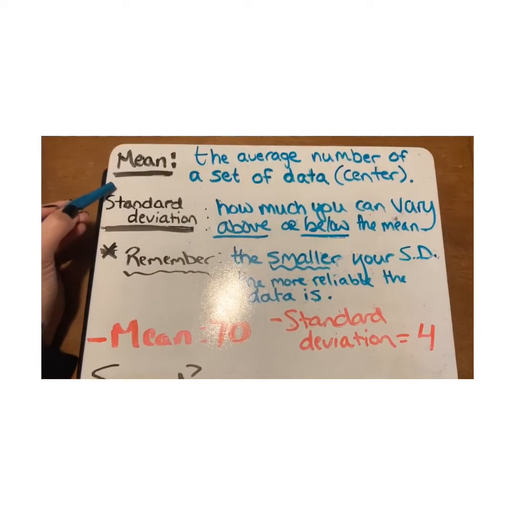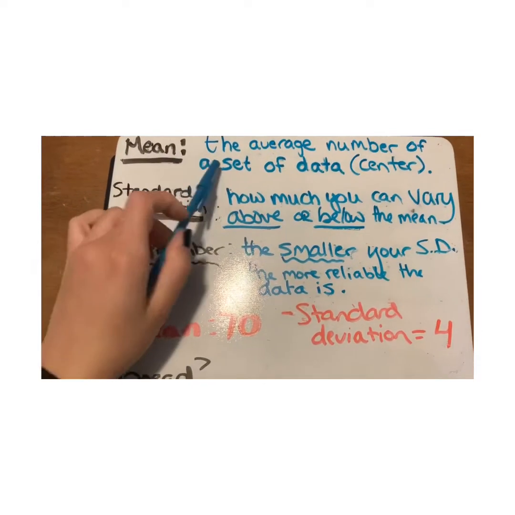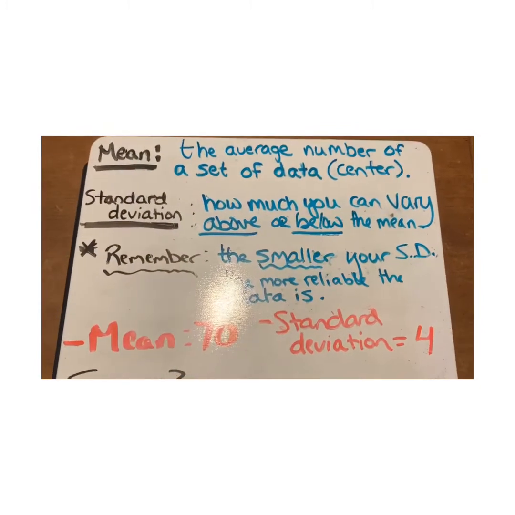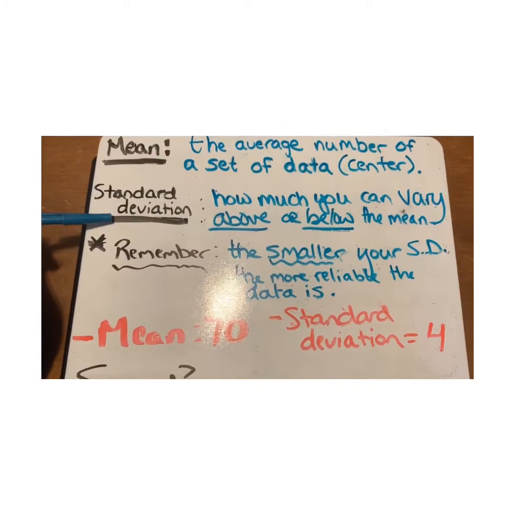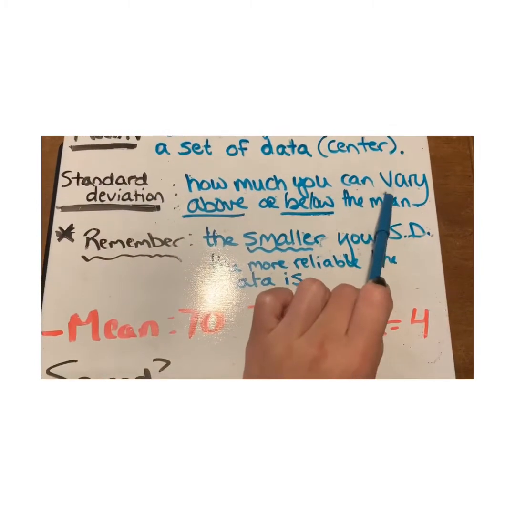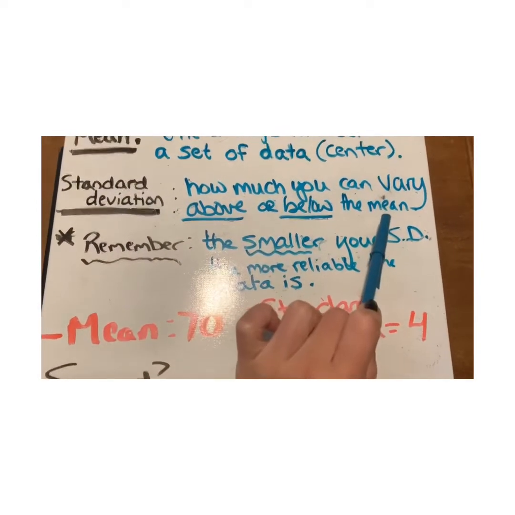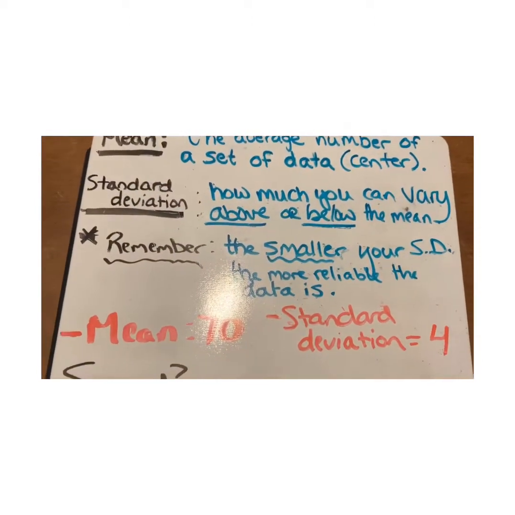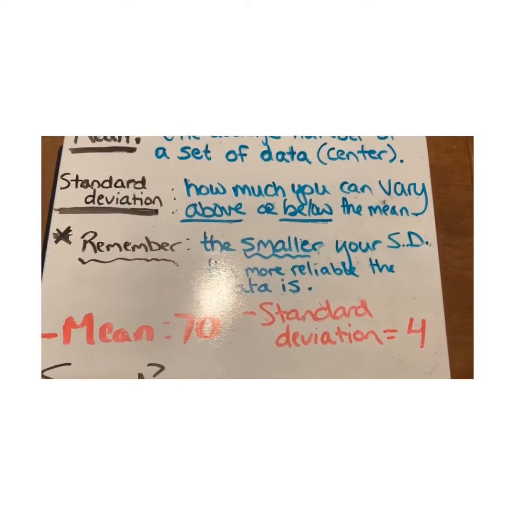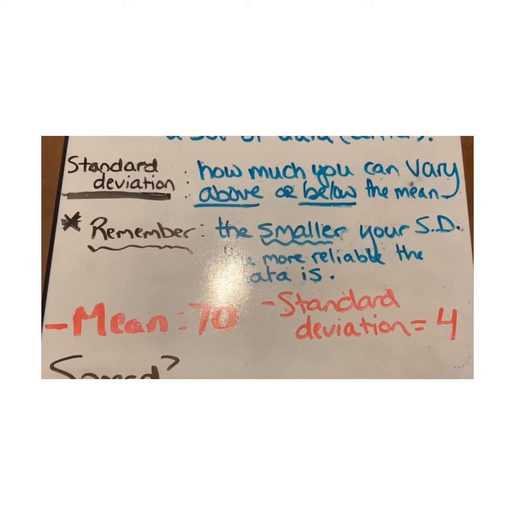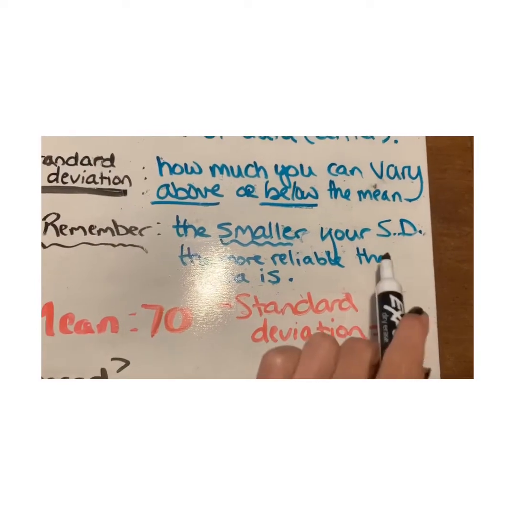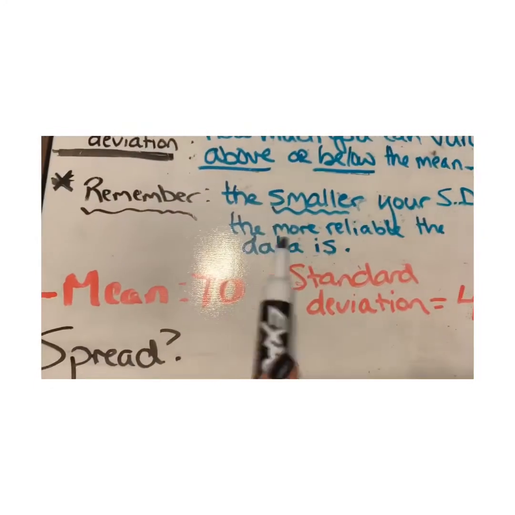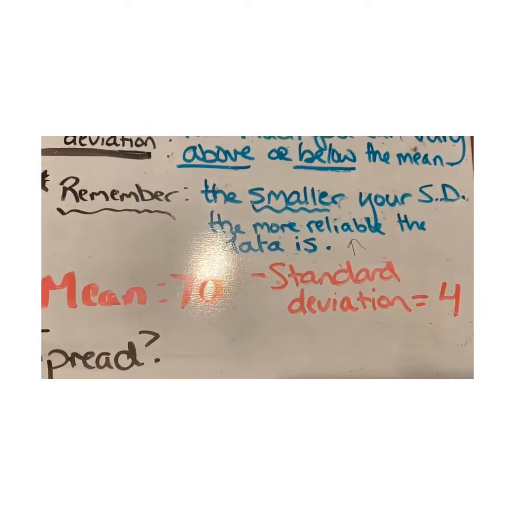Okay, so the mean, hopefully this is review, is the average number of a set of data, or it's the center number. Standard deviation is how much you can vary above or below the mean. So the mean's your center, this is above or below the mean, and I'll show you what that looks like in a second. And then my keynote is remember that the smaller your standard deviation is, the more reliable it is. We're going to use that word reliable.